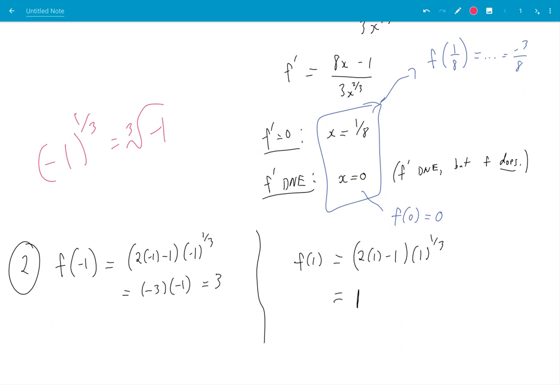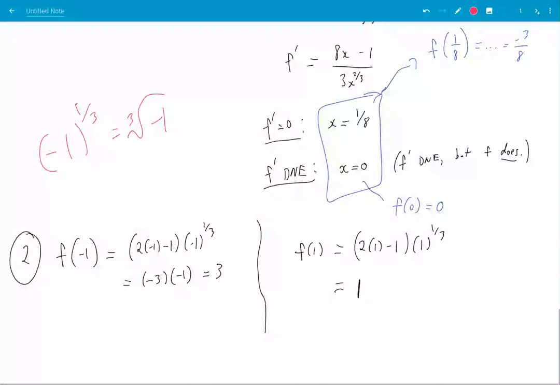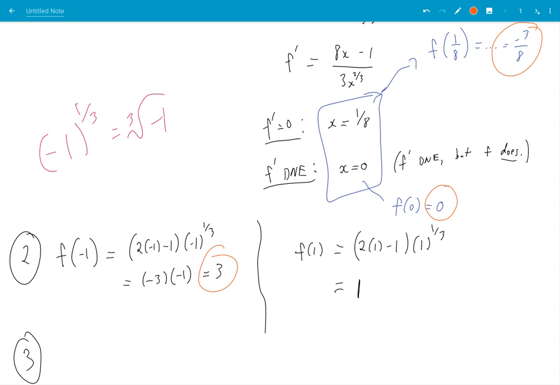Okay, so part 1, I found what's happening at the critical numbers. And I got this y value and this y value. And then part 2, I looked at the endpoints. So that's a and b, right? So negative 1 gave me a 3, and then 1 gave me a 1. So I got these 4 red circles.